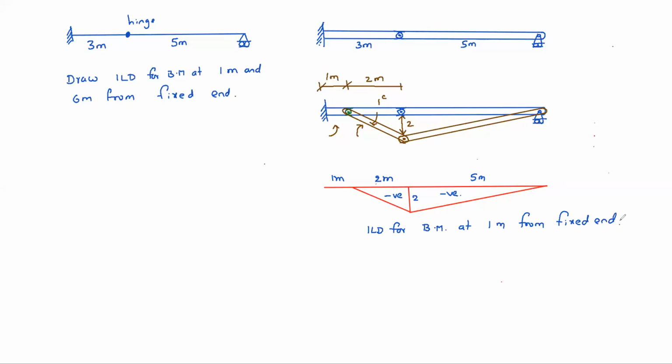Okay. Similarly, we can draw ILD for bending moment at 6 meters from fixed end. That is, this is fixed end, roller support, internal hinge.